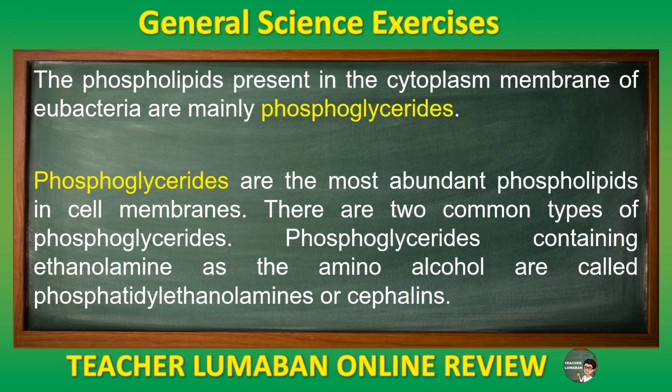Phosphoglycerides are the most abundant phospholipids in cell membranes. There are two common types of phosphoglycerides. Phosphoglycerides containing ethanolamine as the amino alcohol are called phosphatidylethanolamines or cephalins.